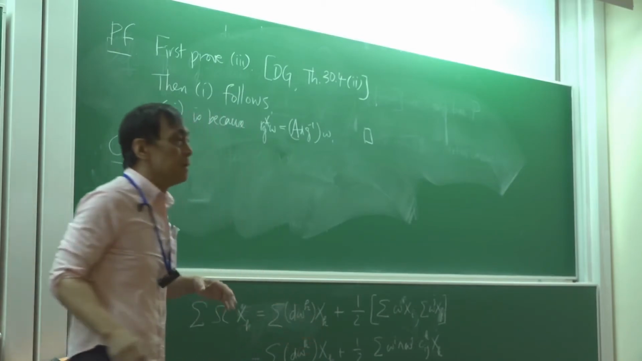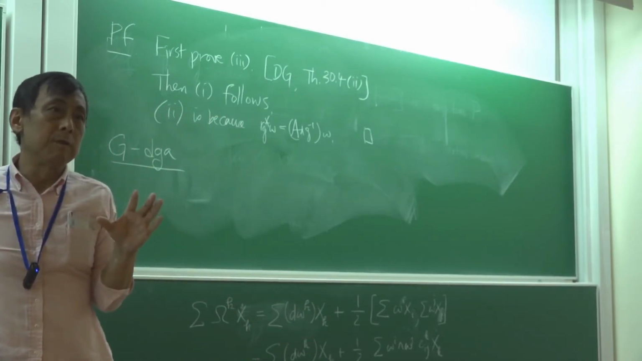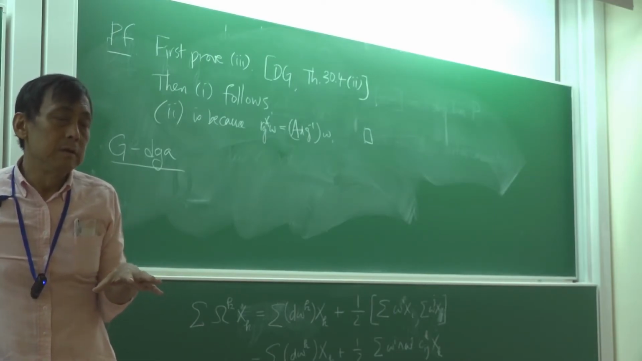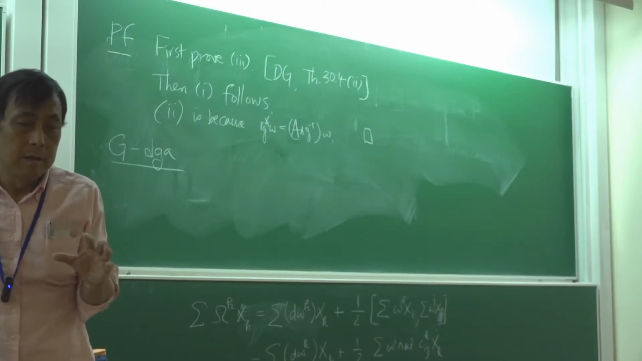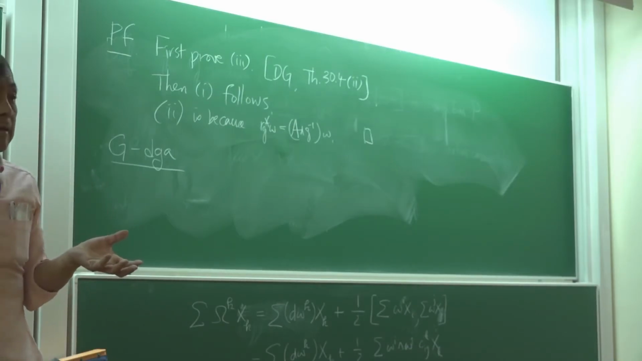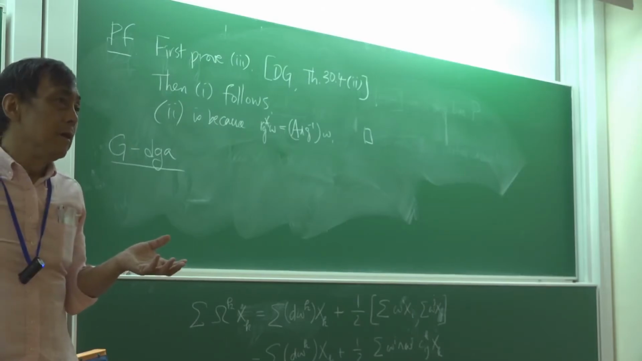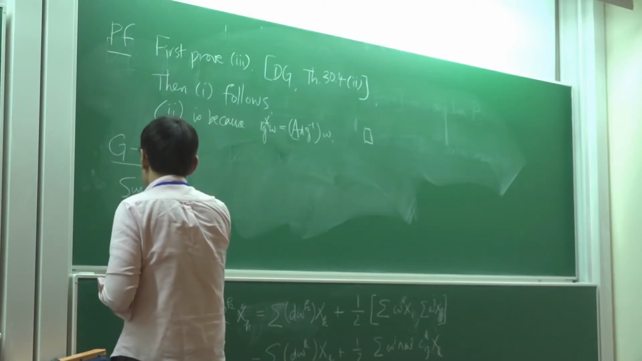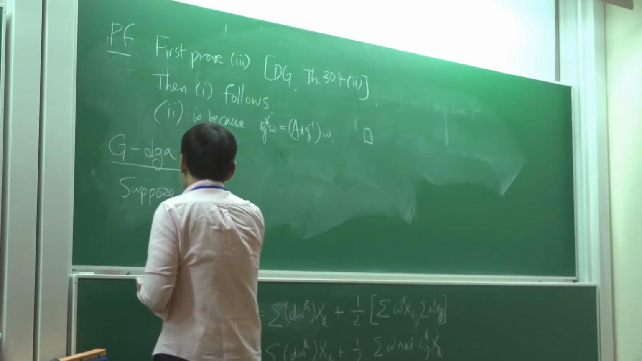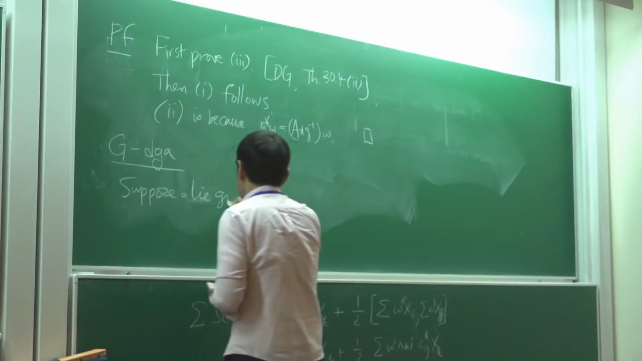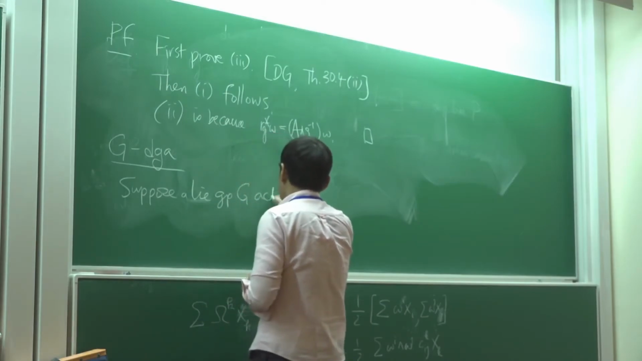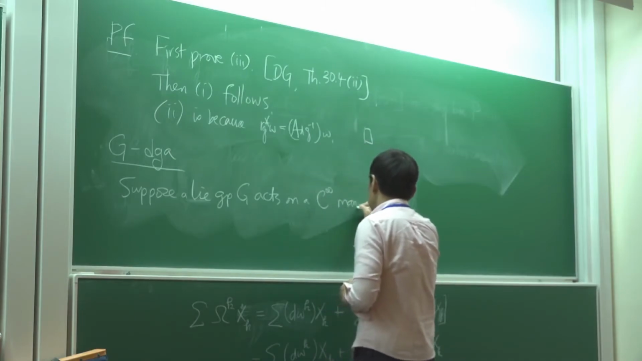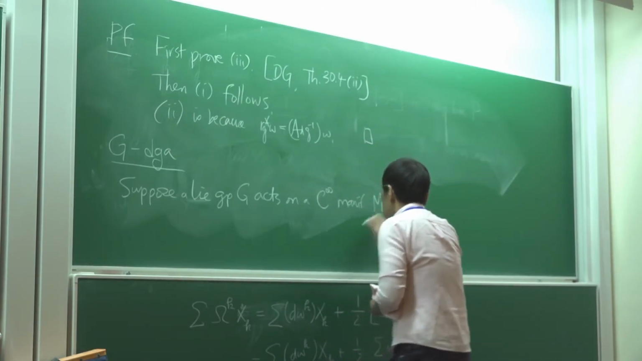And I want to look at the de Rham complex of C infinity forms on this manifold. Now it's a differential complex and it's an algebra. So it's a differential graded algebra. Suppose a Lie group G acts on a C infinity manifold M.